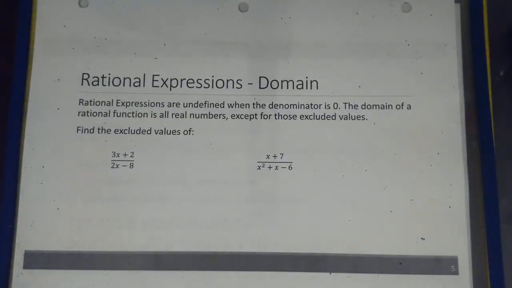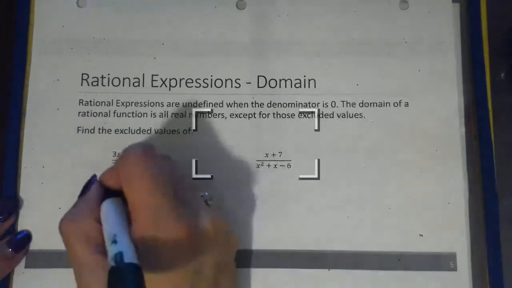So like I said, rational expressions are undefined when the denominator is equal to 0. So the domain of the rational function is all real numbers except for those excluded values. So we're going to take these two rational expressions and see if we can find the excluded values, meaning the values that x cannot be. So all we need to check is to make sure our denominator is not equal to 0.